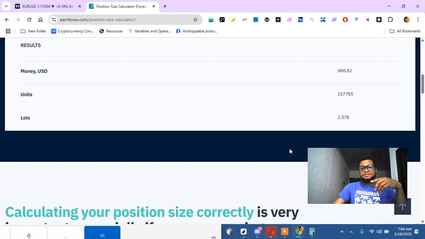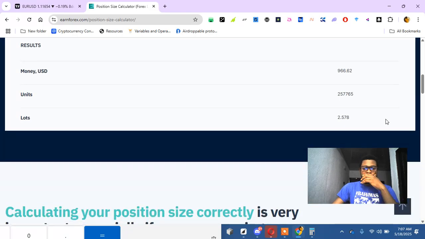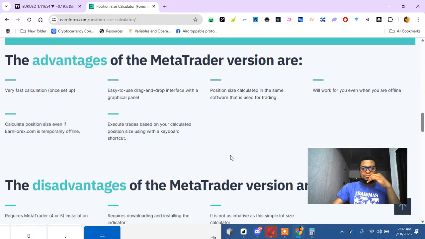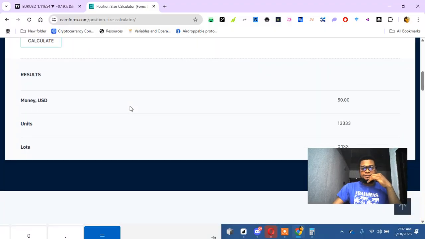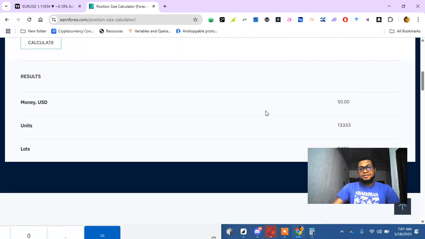So what is it giving me here? Oh, my capital, my account size. So put your account size, depending on the account size you're trading. So let's say $5,000 account. So you click on calculate. Here it's giving you the lot size, giving you 0.133 lot size, you see? And it's telling you that you're risking $50 for that trade.